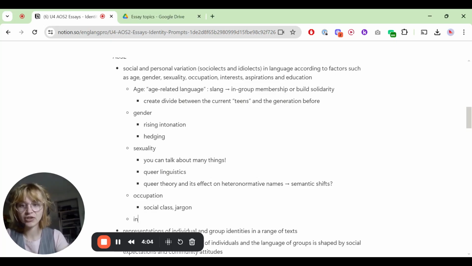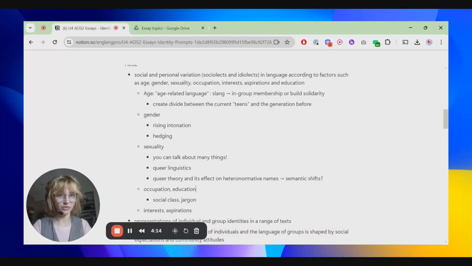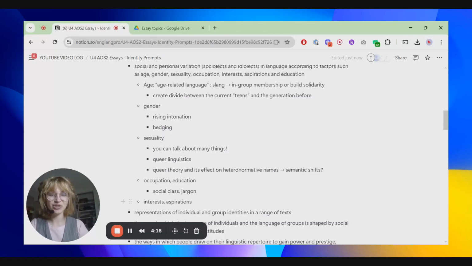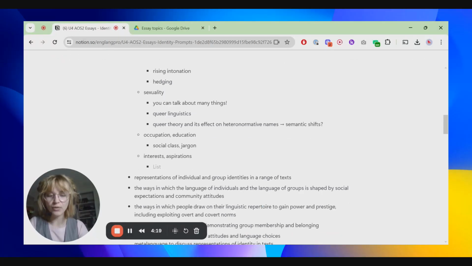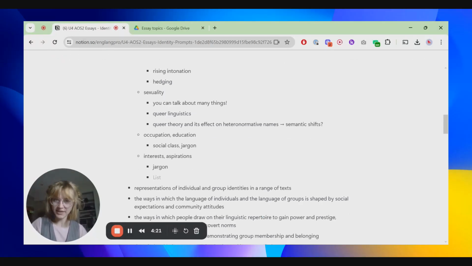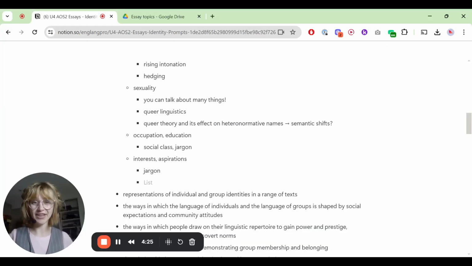Interests, aspirations. And I might put education up here with occupation, because education and occupation are very similar because they're discussing social class, and interests and aspirations can also be quite jargonistic. So jargon, any sort of field of expertise, a field that can have expertise will have terms that are specific to that field that you won't understand outside of it.